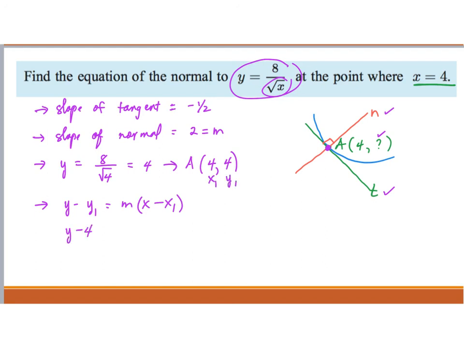Then we just substitute. Y minus 4 is equal to 2 times x minus 4. This simplifies to y is equal to 2x minus 8 plus 4, or y is equal to 2x minus 4, which is the equation that we are looking for.